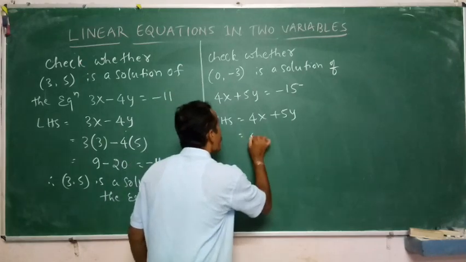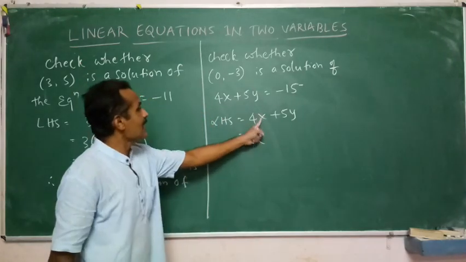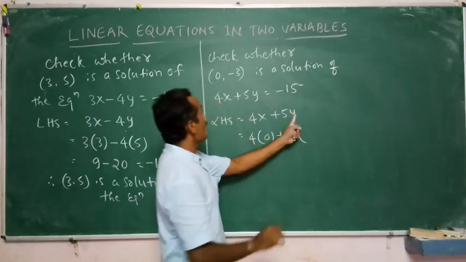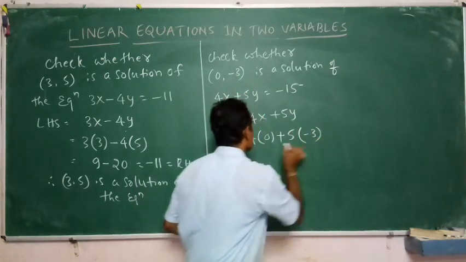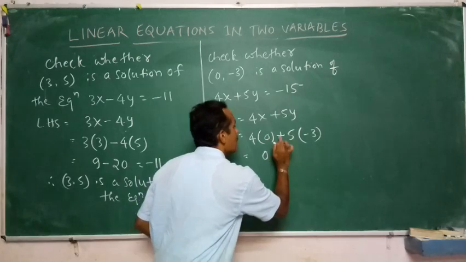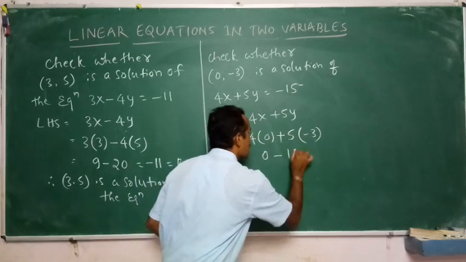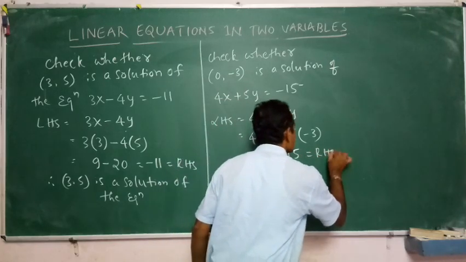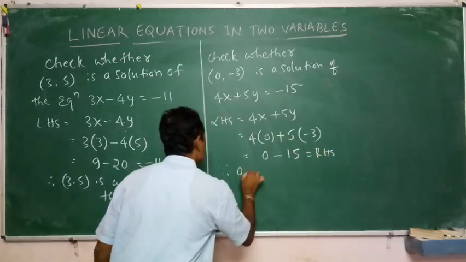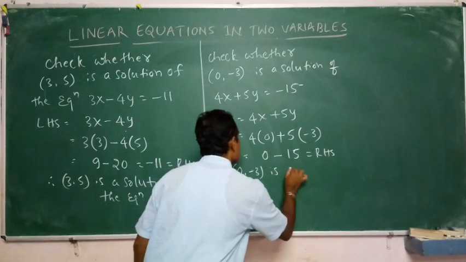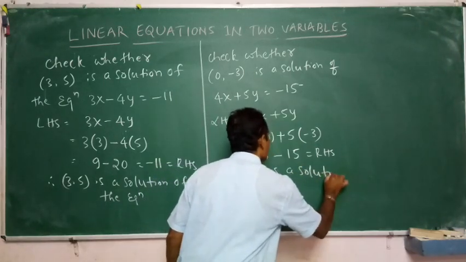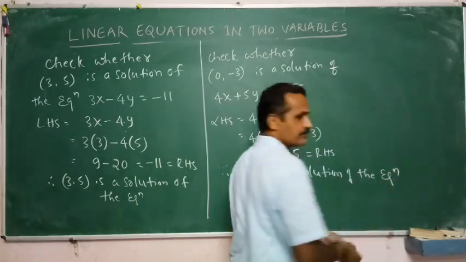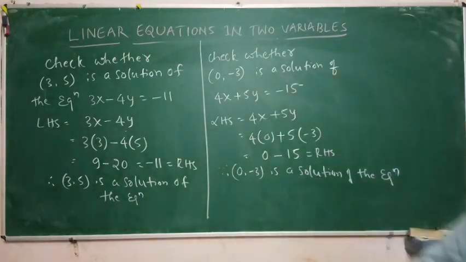Okay. It is 4 into x value 0 plus 5 into y value minus 3. It is 0 plus minus 15. What we got? LHS is equal to RHS. Therefore, (0, -3) is a solution of the equation. Come on, let's go for one more problem.